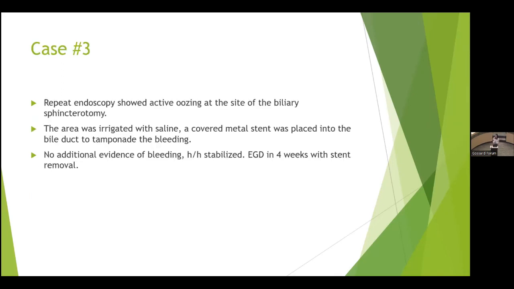So this patient ended up requiring a repeat endoscopy, which showed active oozing at the site of the biliary sphincterotomy. The physician irrigated this with saline and placed a covered metal stent into the bile duct, which was used to tamponade the bleeding site. So if we put this covered metal stent in, it puts pressure against the sphincterotomy site and often stops the bleeding.